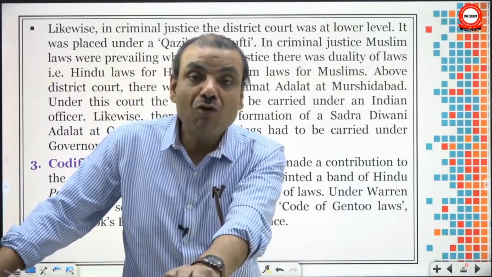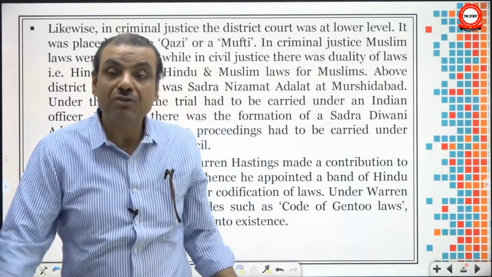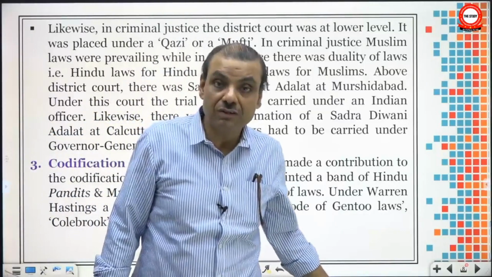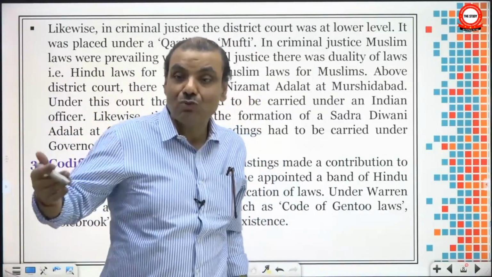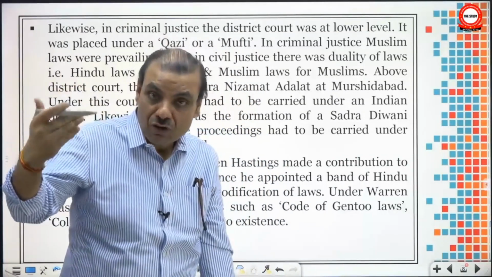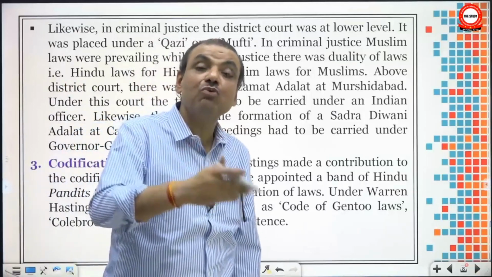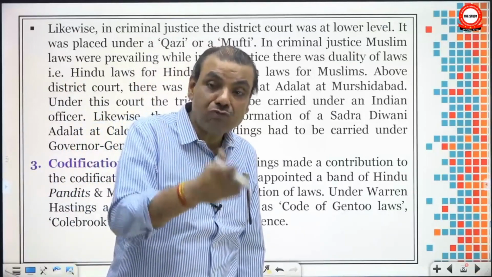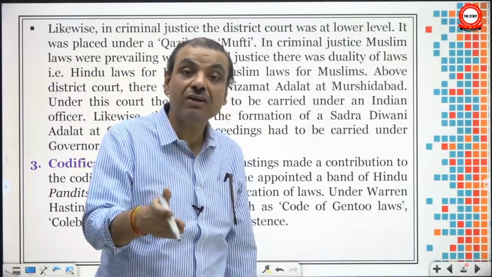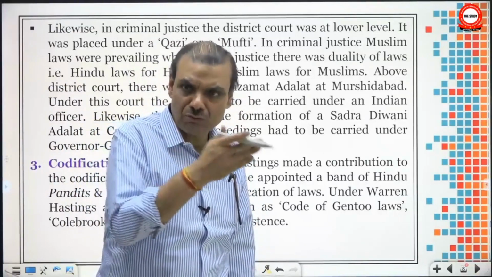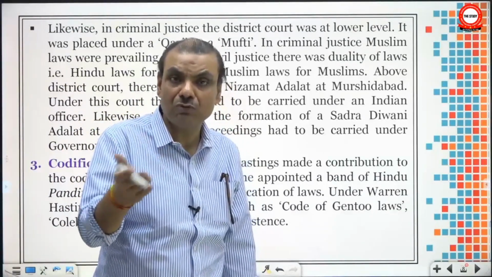But at the time of Warren Hastings, it was established at Murshidabad. Later, you will come to know, up to the period of Lord Cornwallis, it had to be shifted to Calcutta. But at the time of Warren Hastings, it was established at Murshidabad. Murshidabad was situated in Bengal. On the map, you can very well observe.